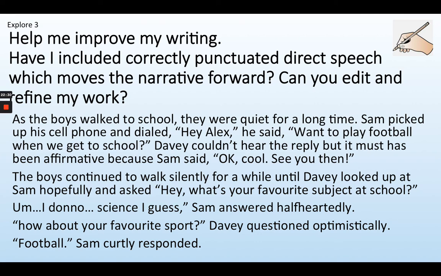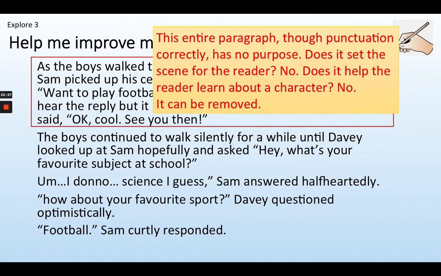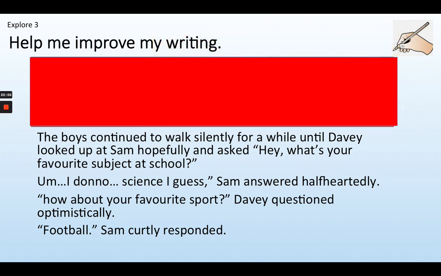All right, let's see. The first thing that I hope you noticed, Year 6, is that this entire paragraph, though punctuation is correct, has no purpose. It doesn't set the scene for the reader, and it doesn't help the reader learn about a character. This direct speech is useless. It can be removed. Now let's look at the rest of the piece of writing.